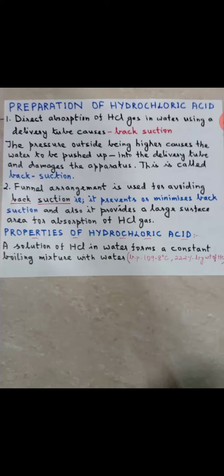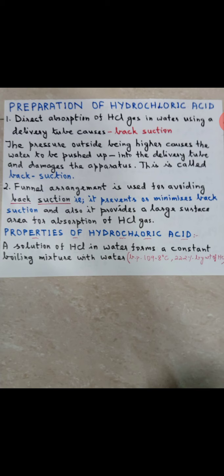Now next is the properties of hydrochloric acid. The properties are similar to those of HCl only. As I said, it is ionic in nature, it conducts electricity, and a solution of HCl in water forms a constant boiling mixture with water, where the boiling point is 109.8 degrees centigrade, and the HCl is 22.2% by weight.